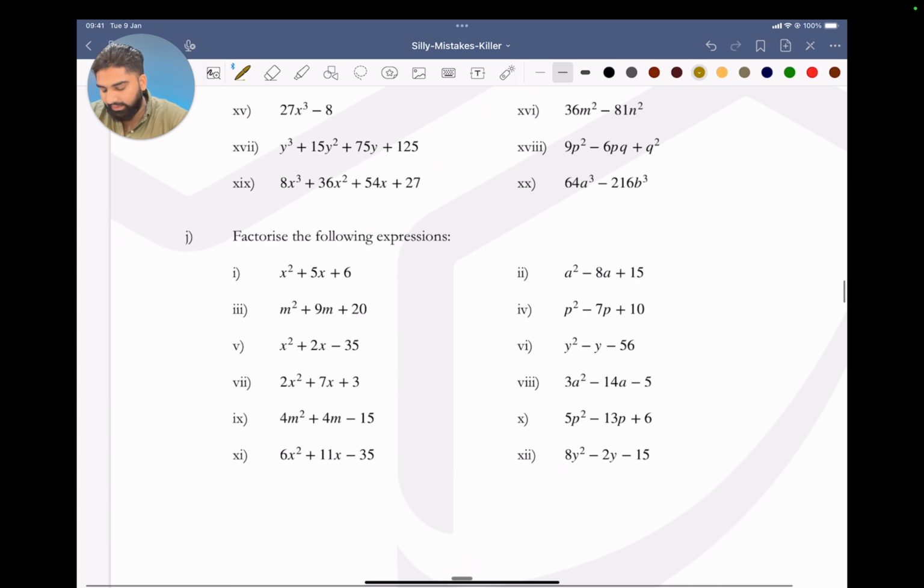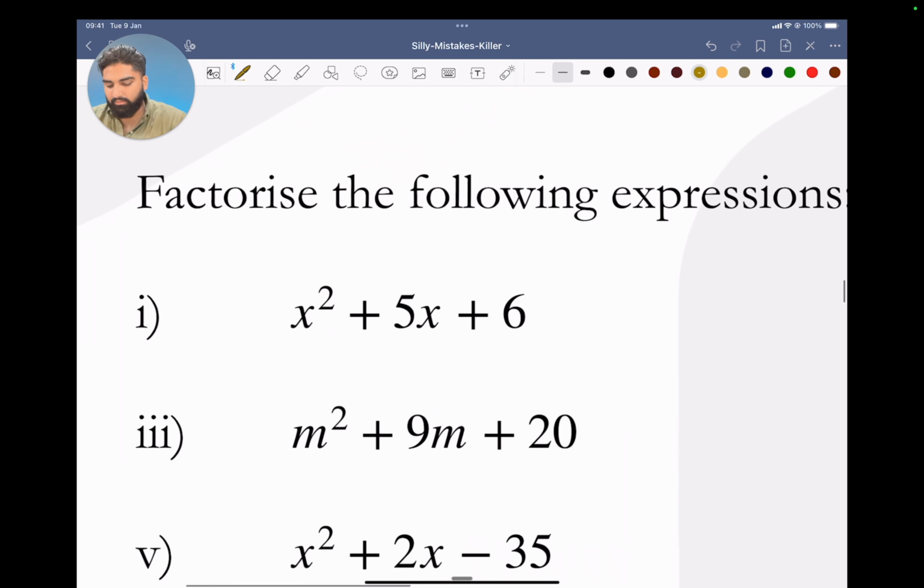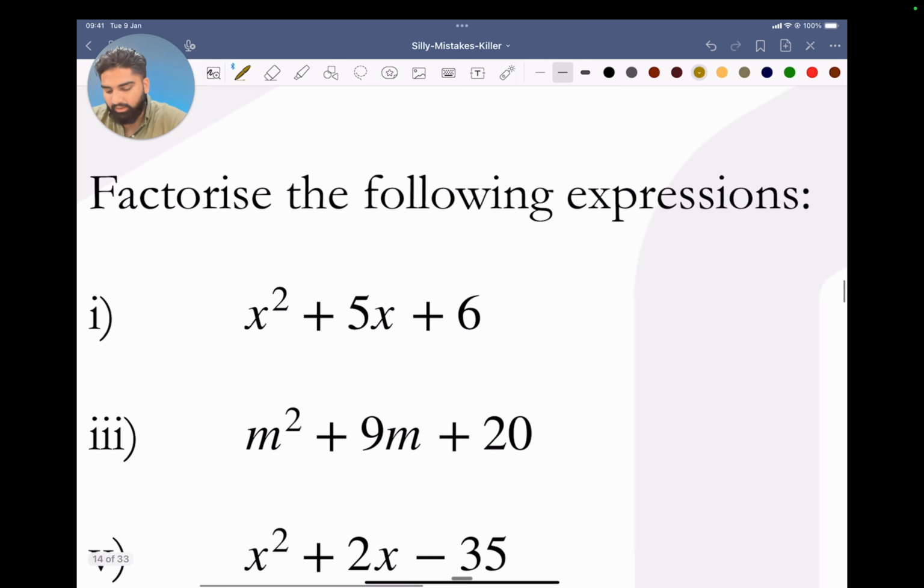But what if you have something like this, right? This one, you can't really do anything with it. It's not x plus 3 whole squared, is it? Because x plus 3 whole squared is x squared plus 6x plus 9. It's not x plus 2 whole squared. x plus 2 whole squared is x squared plus 4x plus 4. So what is this?